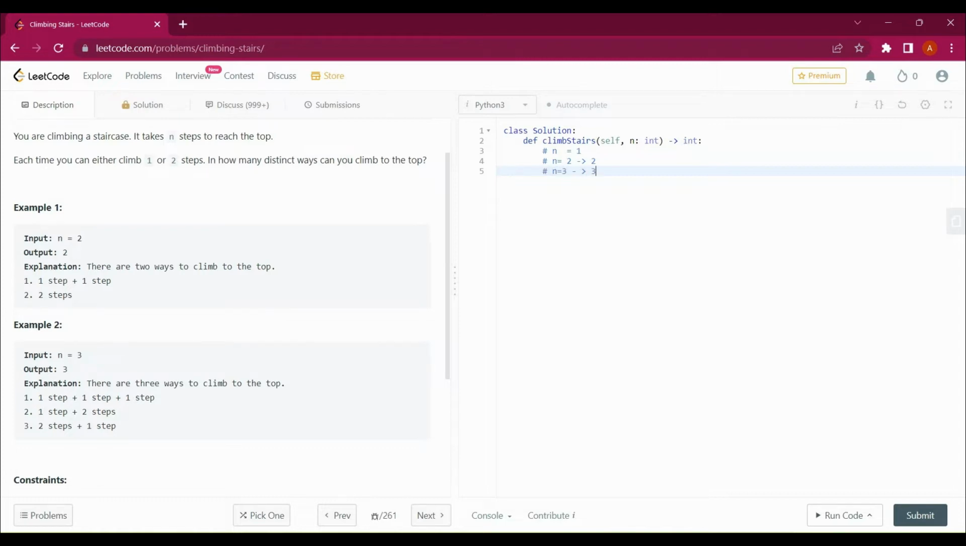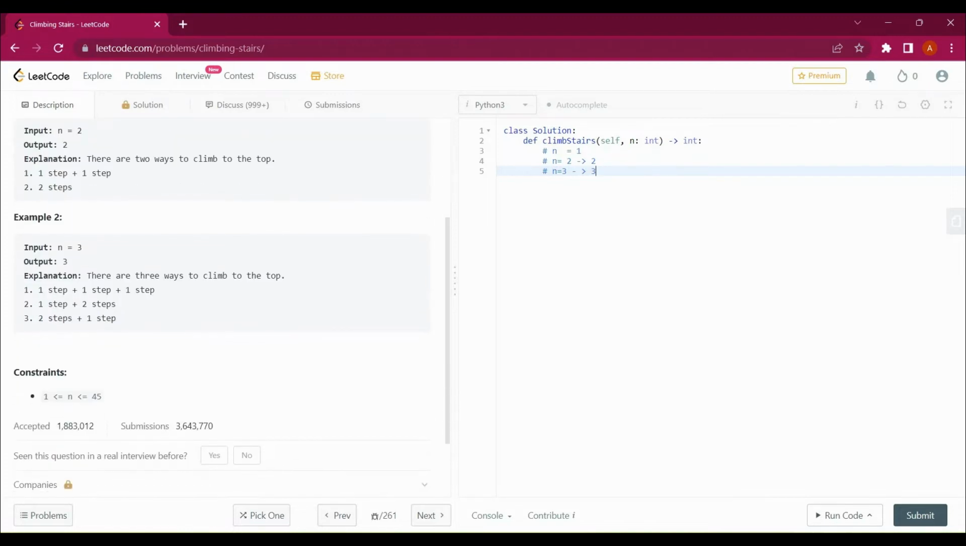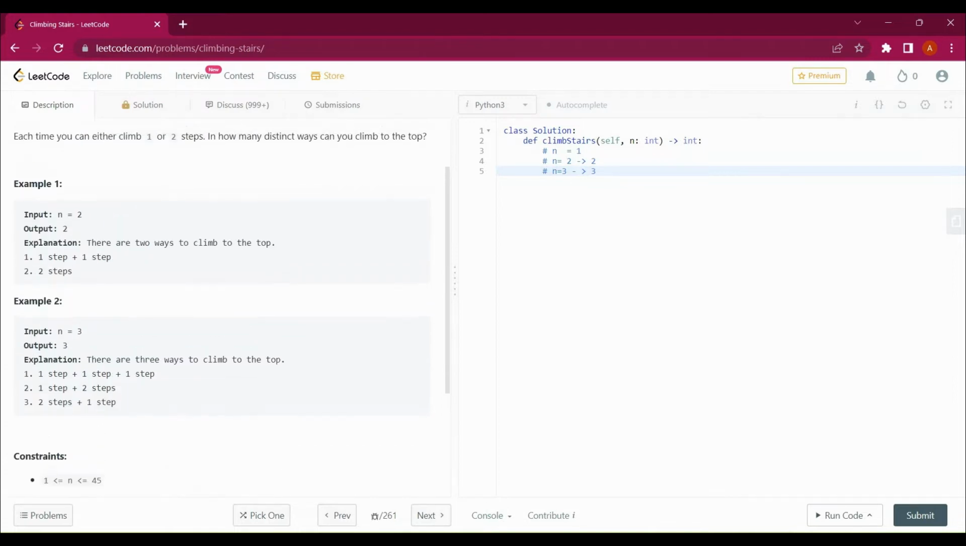So if you see here, what we are getting is three ways, because we can climb 1 1 1, or 1 plus 2, or 2 plus 1. So in these distinct ways we can climb three stairs, for two stairs we can climb in two ways, and for one we can climb in one way only. So this is the thing we are doing to solve here.